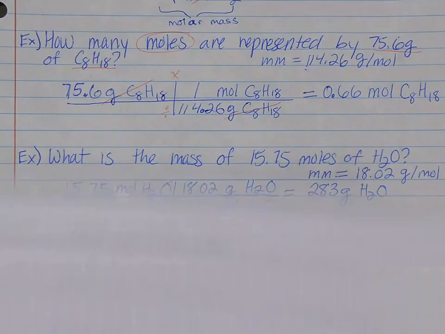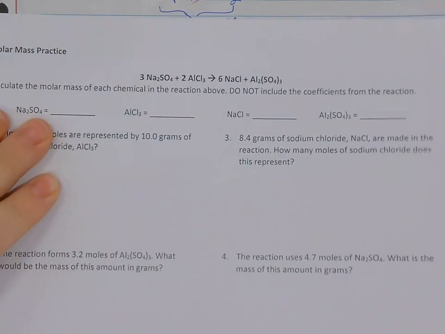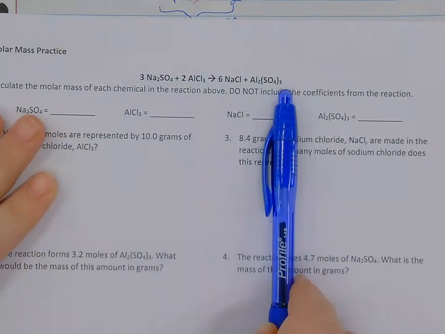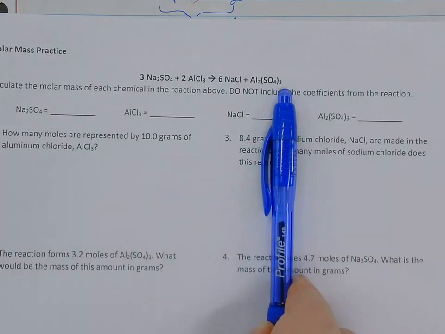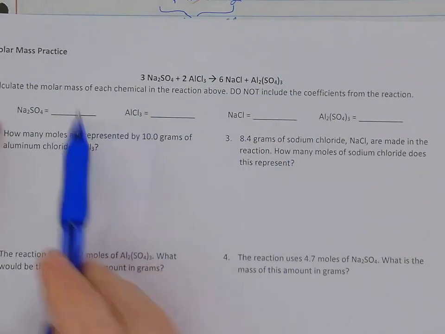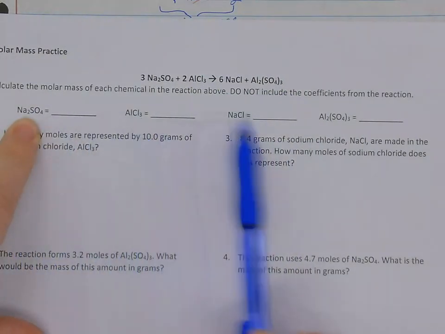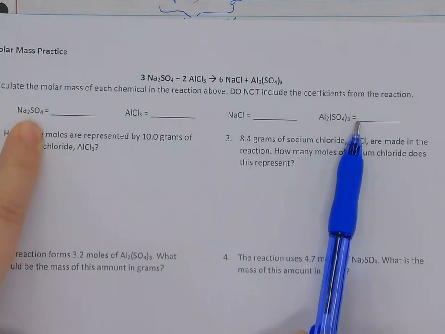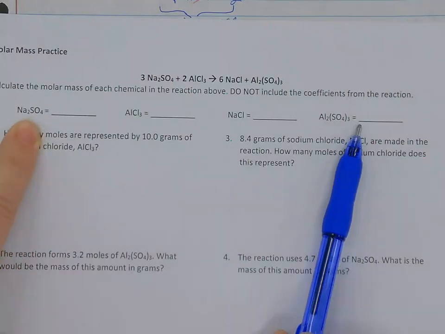All right, when you look at your practice, it has a balanced reaction at the top. Now, did we use a balanced reaction at all in our notes? No. So are we going to use it for our practice? No. We're just kind of building up the skills. You do have space at the top to do your molar mass for each of the chemicals. So we're kind of just putting it in context of reaction.